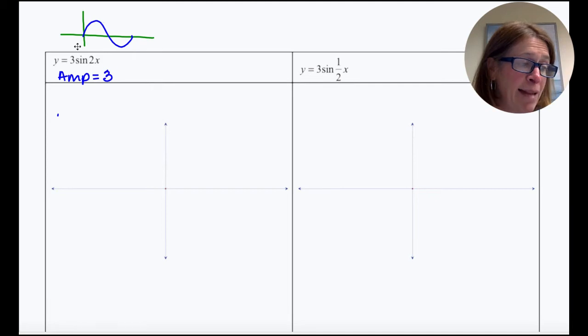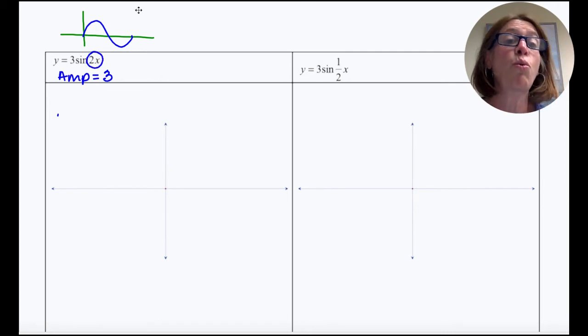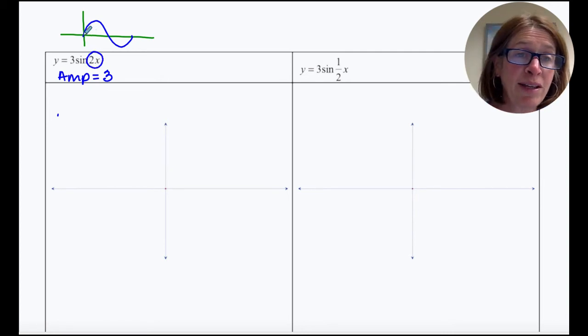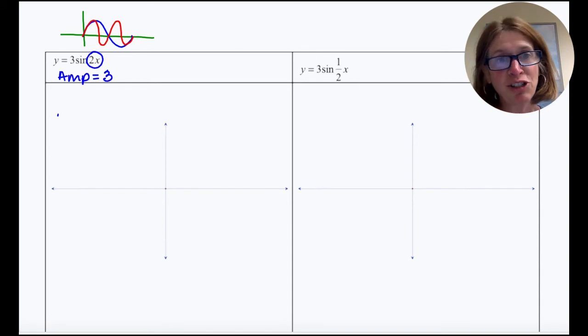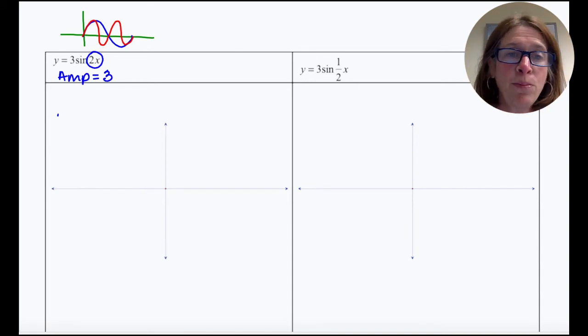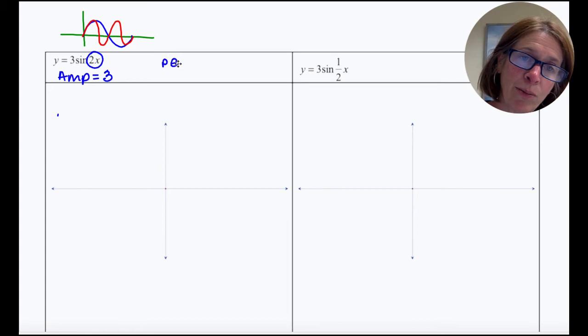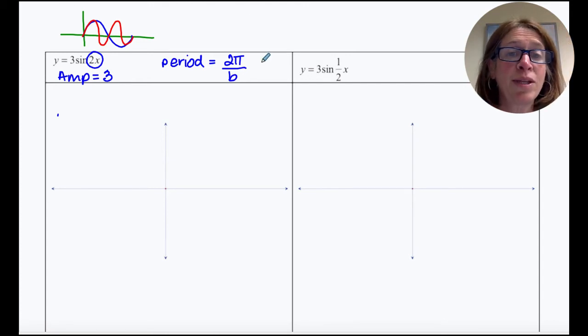All right, then my period. I know that my period is 2 pi. But now this frequency means that it's going to happen twice in 2 pi. So it's going to be faster, like that. I'm going to see it happen twice. So the period actually gets shorter. To find the new period, you're going to do 2 pi divided by the frequency, so divided by b. In this case, we would get 2 pi over 2, and our period would be pi.